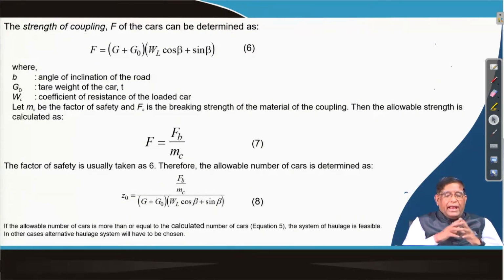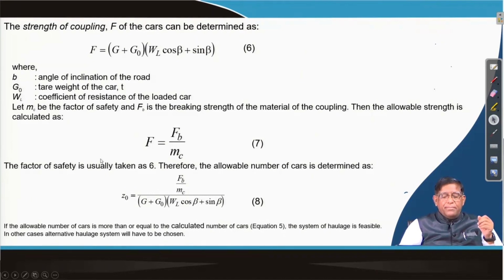Then another thing is the coupling, whatever coupling you will be using, car to car and car to rope. There it should not get broken or snap. For that, the strength will depend on the inclination angle and the total force coming over here. You can calculate it by taking into account the coefficient of resistance for the loaded car, and you see that here beta is your inclination.